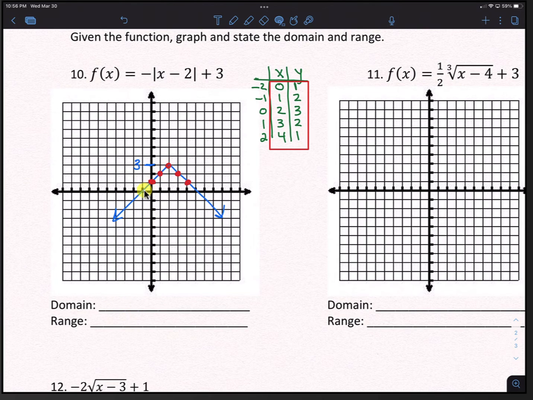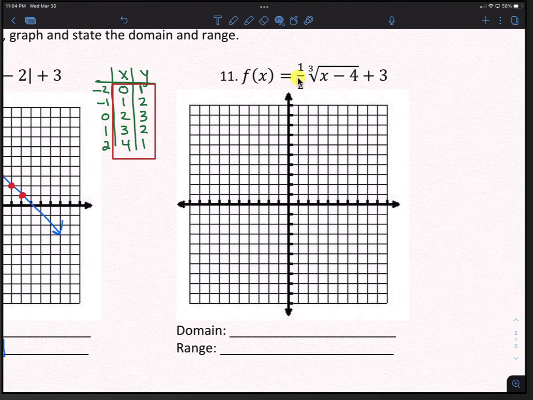Well, the graph is going to push out to the left forever and also to the right forever. So the domain is negative infinity to infinity. Now for the range, the graph pushes down forever, so that's negative infinity, but it pushes up until it gets to 3. So 3 is like the maximum. So our range is from negative infinity to positive 3.